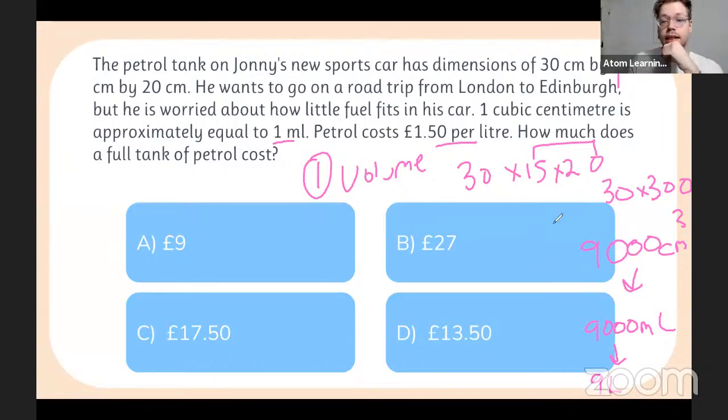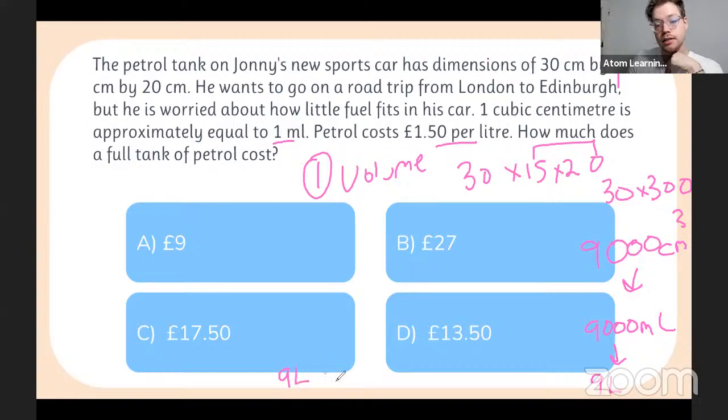So that means there is 9 liters in the petrol tank of Johnny's sports car. That doesn't sound like a lot. Again, cars, not my strong point, but I think 9 liters doesn't seem very big. So we have 9 liters. If we want to fill that tank to the fullest, we need to use 9 liters of fuel. Fuel is £1.50 per litre.